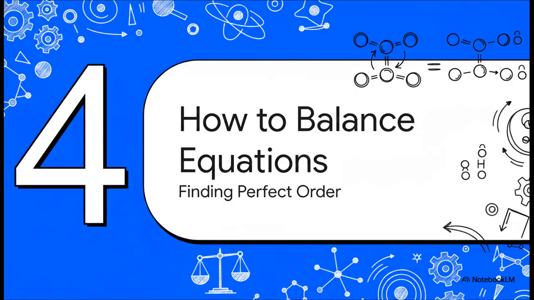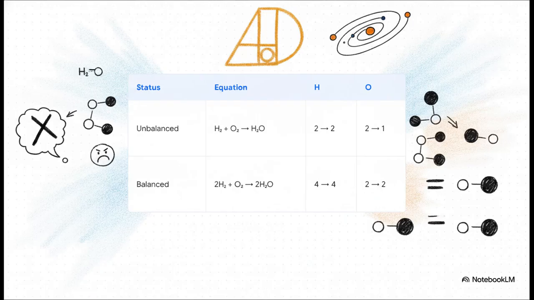Now for the really fun part. Section 4, how to balance equations. We're transitioning from the rules to the actual application here. Get ready to look at real chemical reactions and see this ordering process in action. It's like a giant puzzle. Take a very simple equation. H2 plus O2 yields H2O. Let's count it out. We've got 2 hydrogens and 2 oxygens on the left side, but wait, only 1 oxygen on the right. We supposedly lost an oxygen atom, and the universe says, no way, absolutely not.